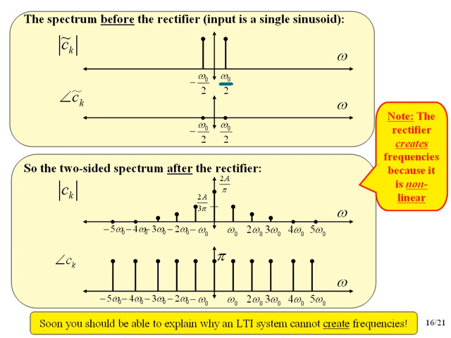A linear system, you put one sine wave in, you cannot get more than one sine wave out.